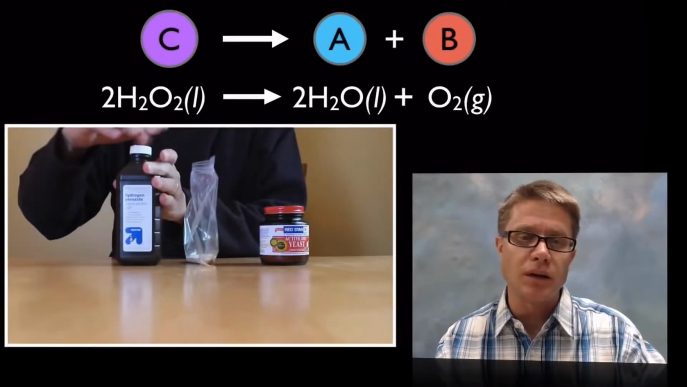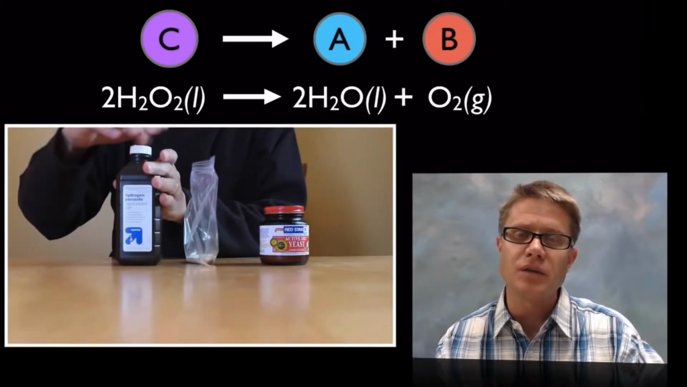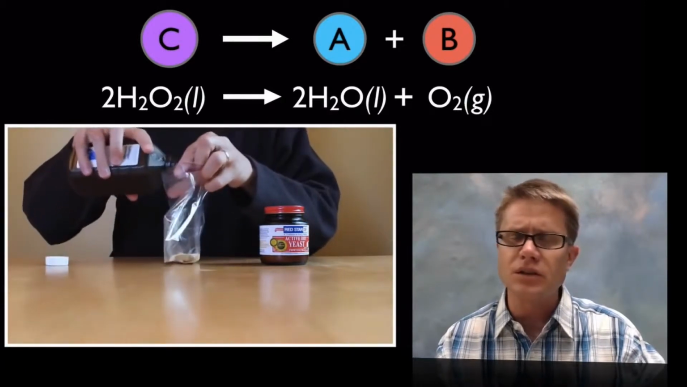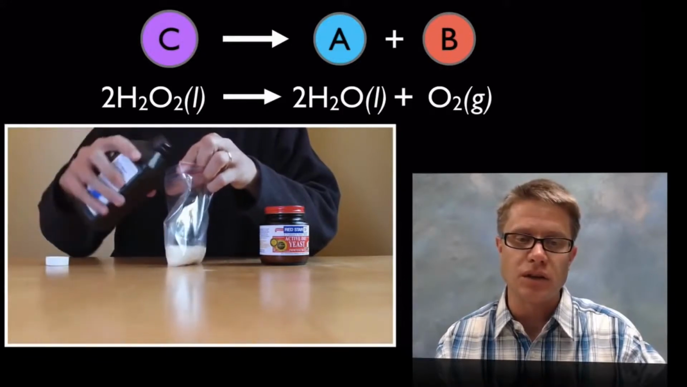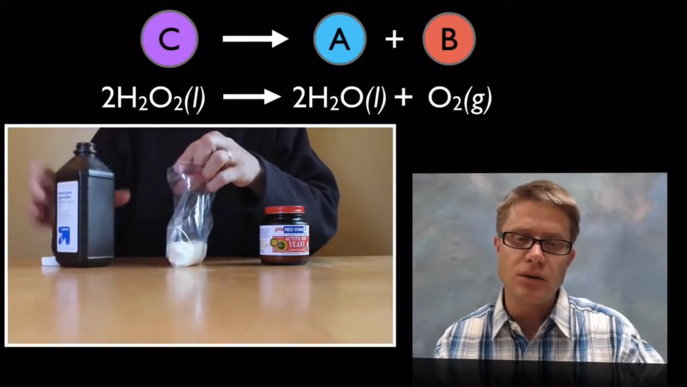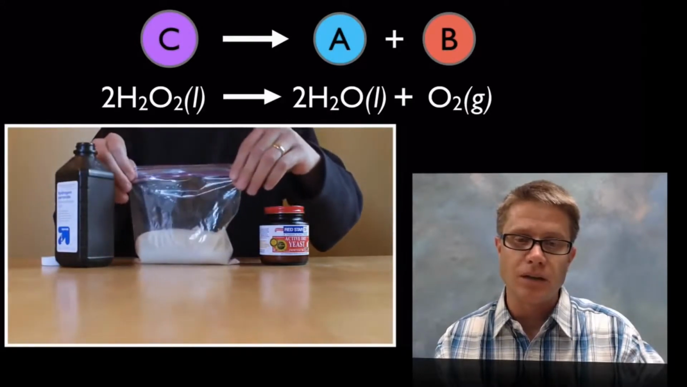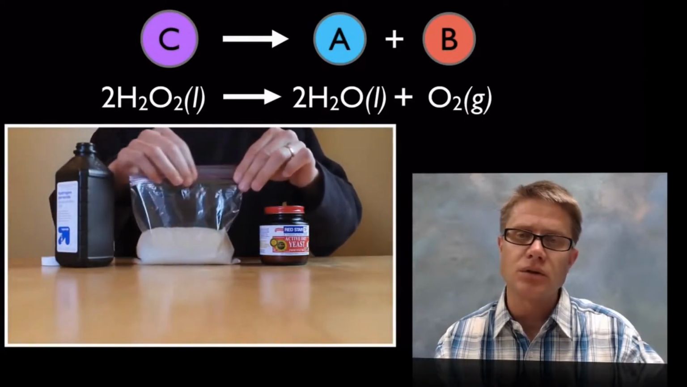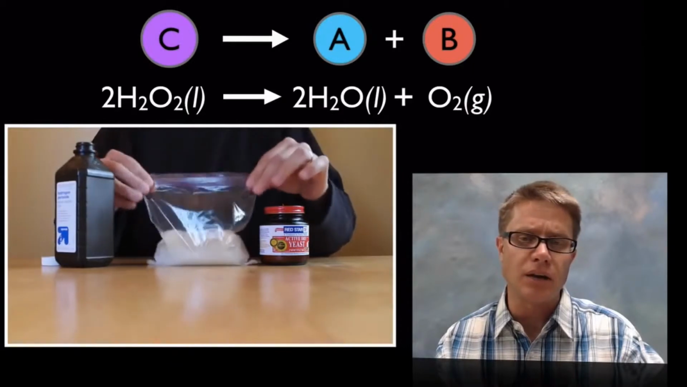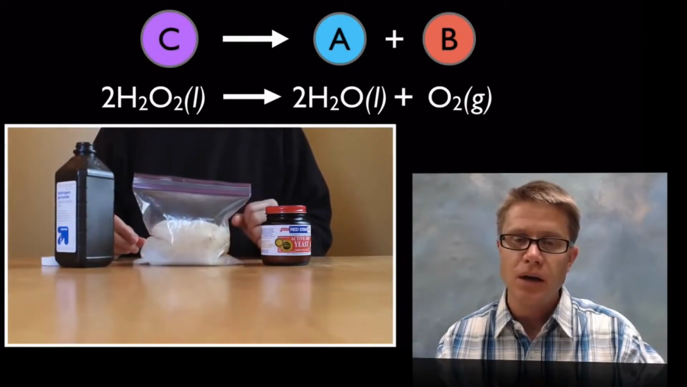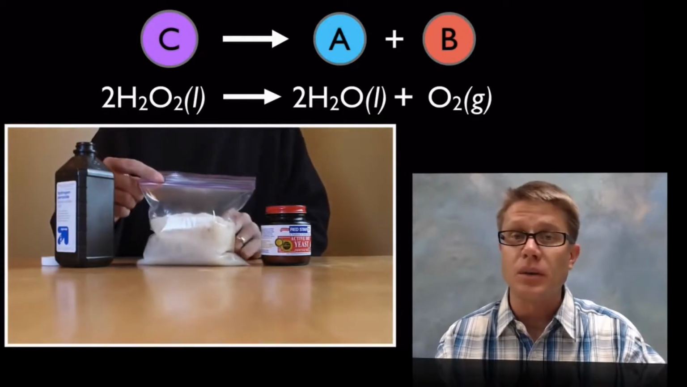Another example could be right here. I'm taking hydrogen peroxide and then I'm simply adding a catalyst to it. I'm adding an enzyme that's found in yeast. The yeast isn't part of the chemical reaction. It just serves as a catalyst. So I can add hydrogen peroxide to it, seal it up, and give it a little bit of a shake. What it's going to do is break down into water and oxygen. And that oxygen is going to fill up the bag.